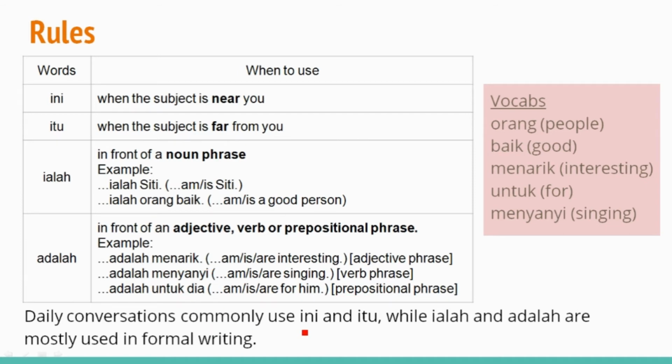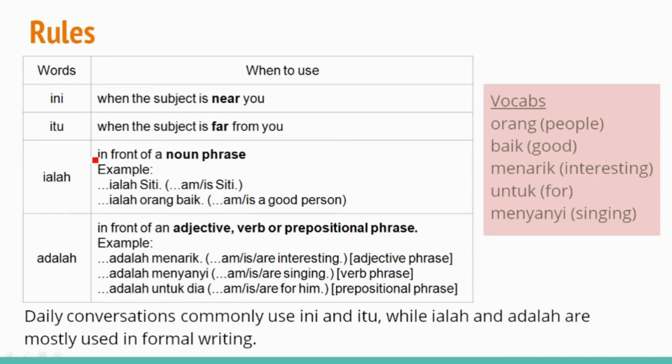So in daily conversations, you would usually use ini and itu, while ialah and adalah are mostly used in formal writing. However, the difference between ialah and adalah is becoming much more vague because people now tend to use only the word adalah instead of ialah, or sometimes they use them interchangeably. However, in Malay, not using words like ini, itu, ialah, or adalah is completely fine.